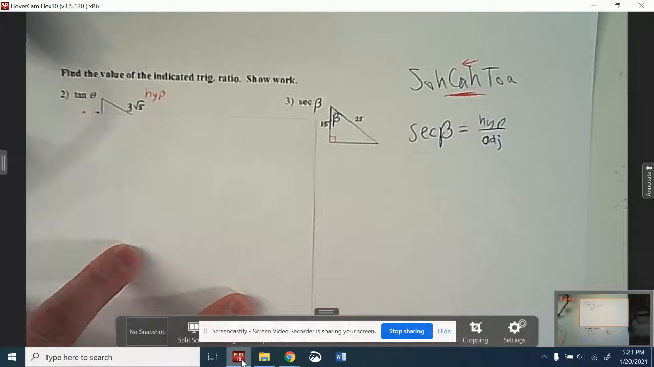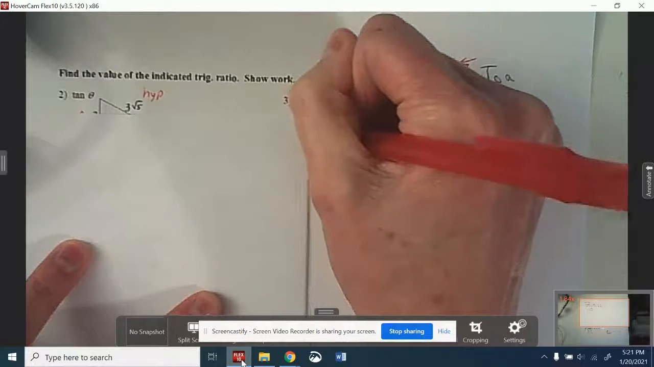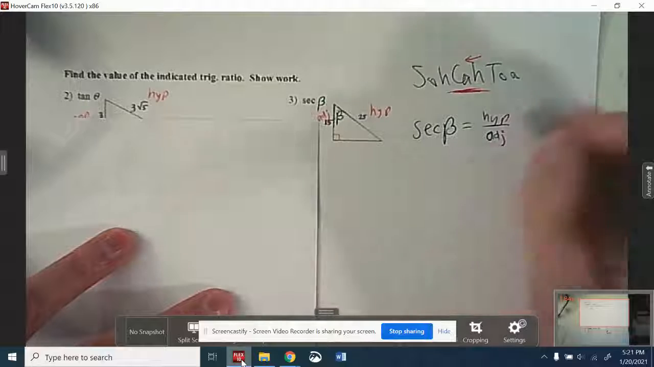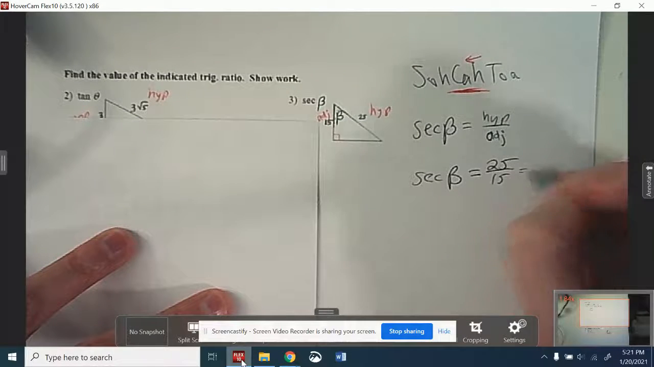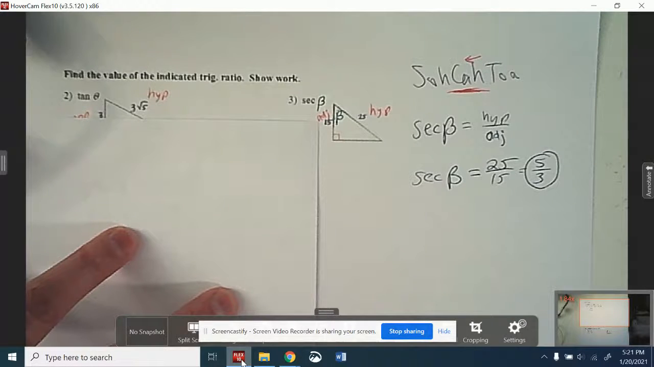And if you look at what we have, hey, look at that. This is hypotenuse, and this is the adjacent side. So we actually don't need to find the third side. We can go ahead and find the secant of beta. That's 25 over 15, and that's going to reduce to 5/3. So we're actually finished with that problem pretty quickly.